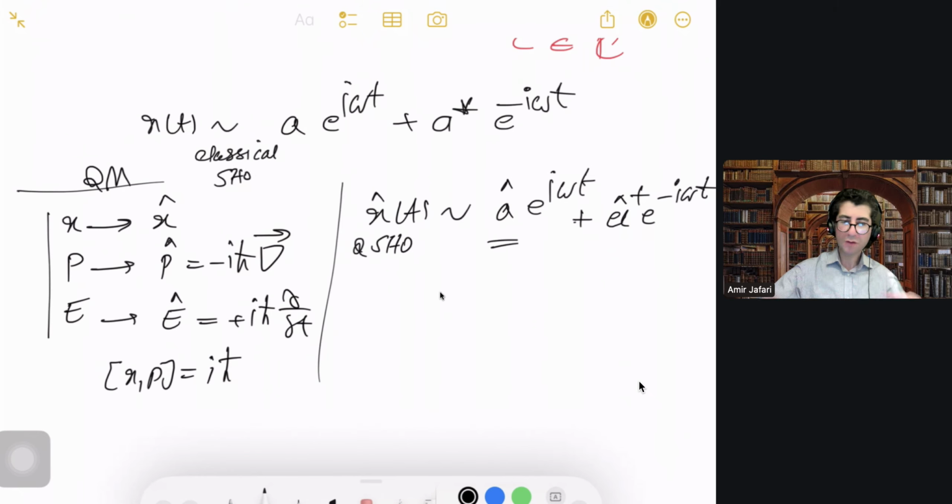The solutions look very similar, but they are very different because in quantum mechanics we have operators. And we're going to talk about the meaning of these two operators. This is called the creation operator, this is called the annihilation operator, and they are related to creation and annihilation of photons or particles in quantum field theory. We're going to get there, but this is just a side note, okay?